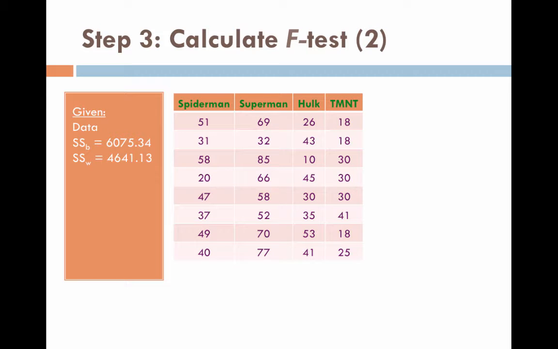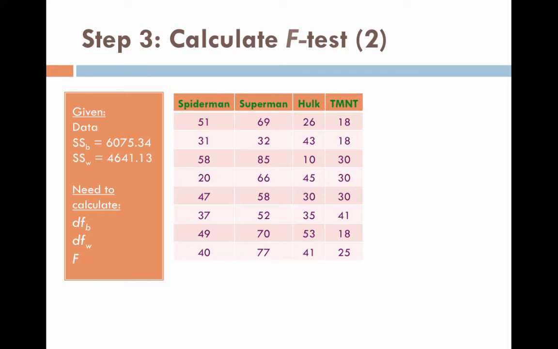So let's work through a calculation. So here is our data. This is what's given to you. You will also be given your sum of squares between groups and your sum of squares within groups, as we can see here. Sum of squares between groups is 6,075.34, and sum of squares within groups is 4641.13.